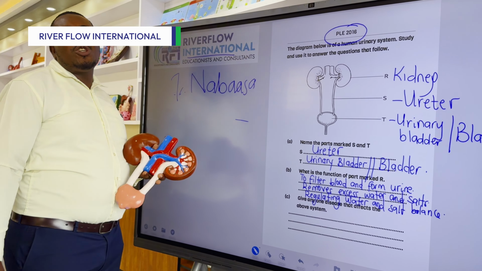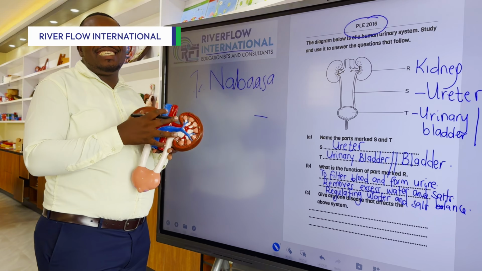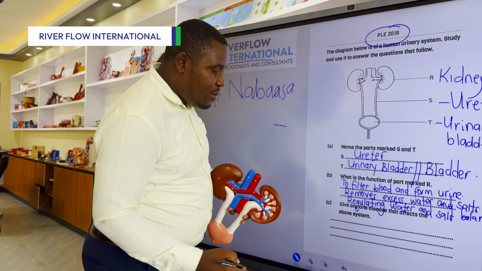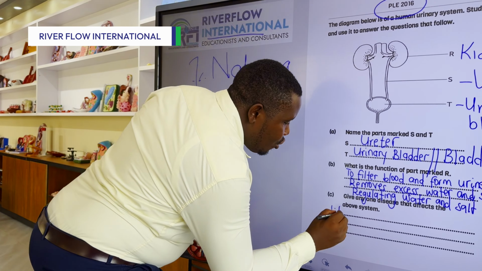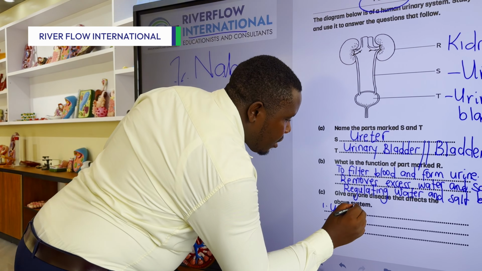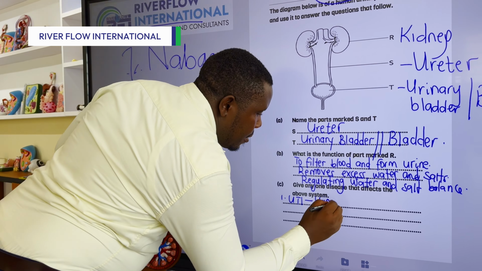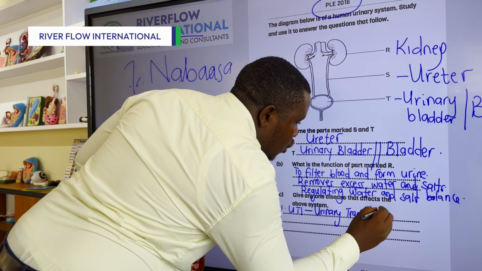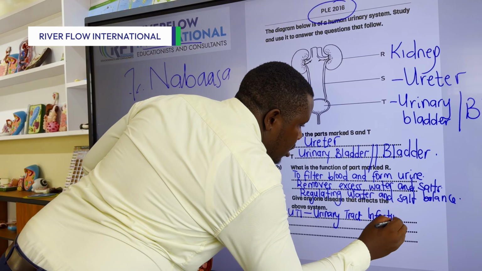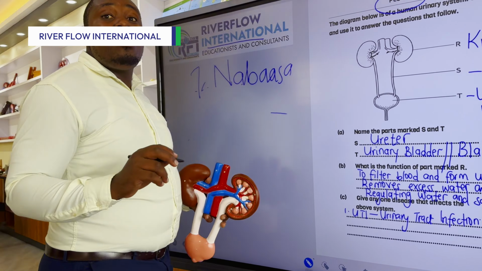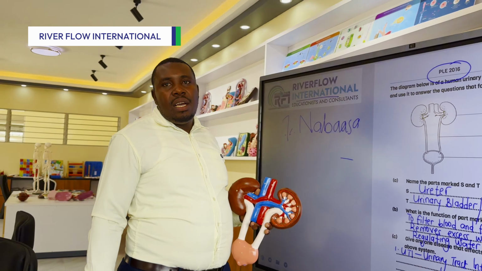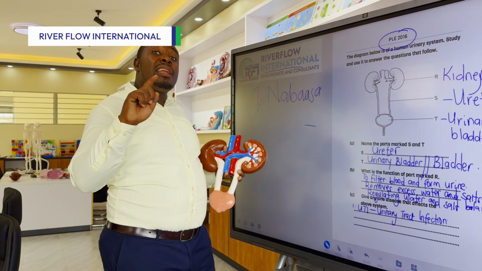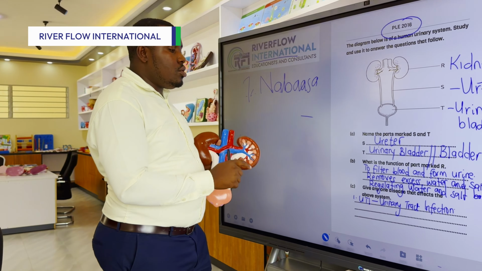Then part C, we say give any one disease that affects the above system. Now which one should I start with? We have very many diseases that actually affect the kidney. But let me start with the one that disturbs very many people. Number one, UTI, which is urinary tract infections. Very many people have suffered from UTIs. And then they start blaming it with this and the other one. And it is very, very dangerous not to treat UTIs.